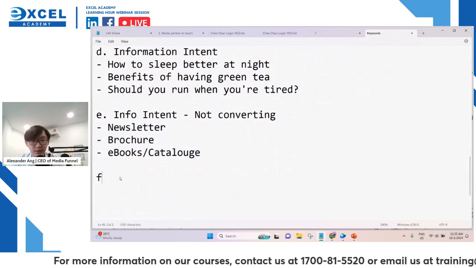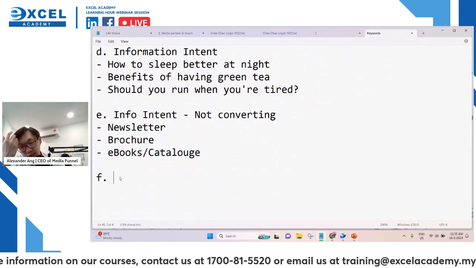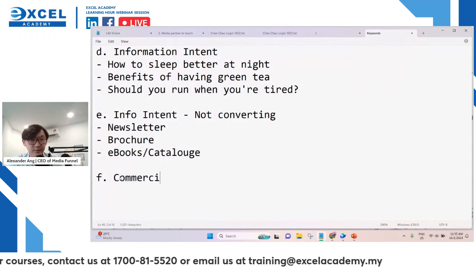Now the next intent is called commercial intent.